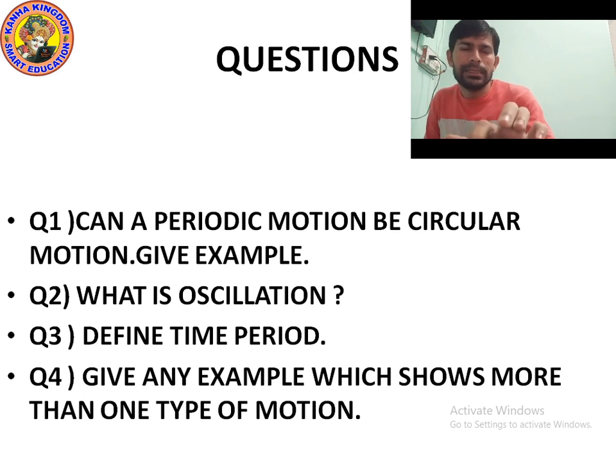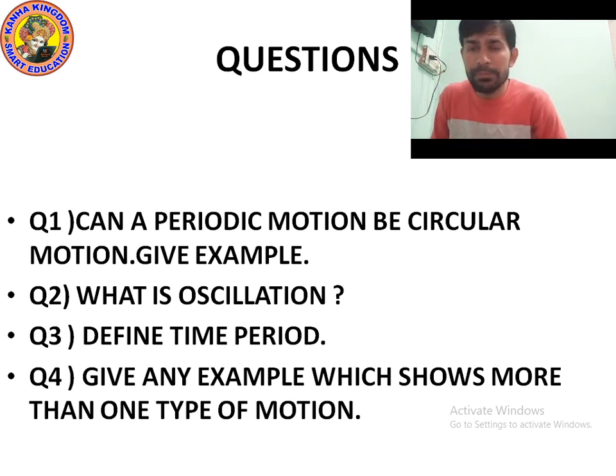In the next class we will study measurement. The motion topic is completed. Now we will start a new topic of the same chapter, that is measurement, in the next class. Till then, keep patience.